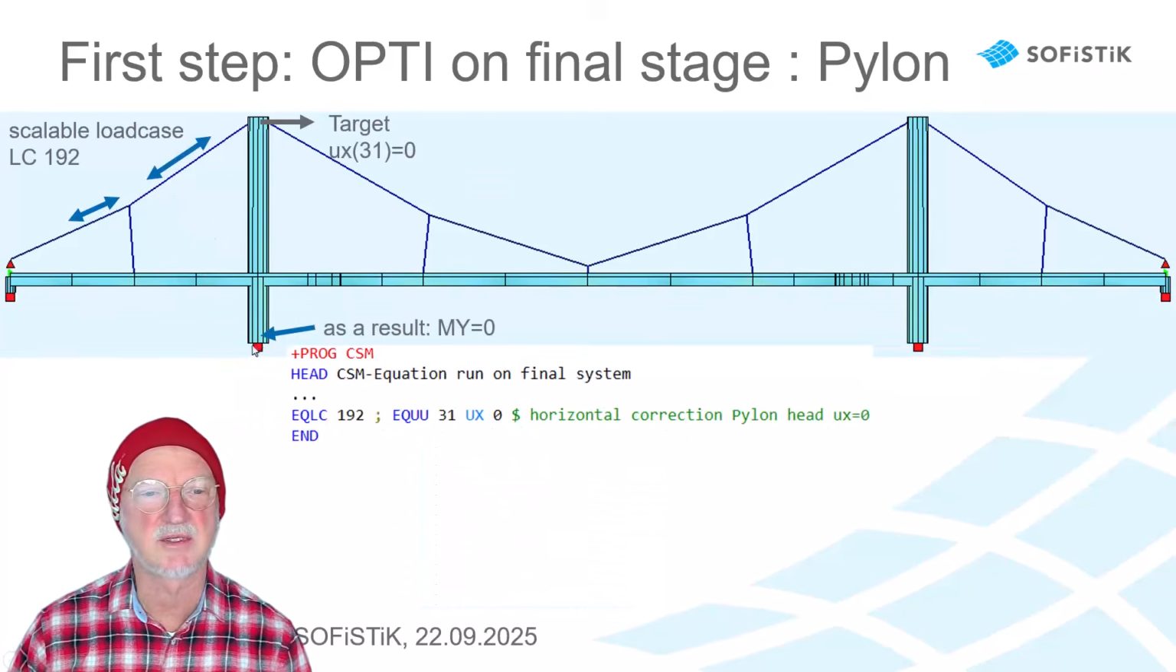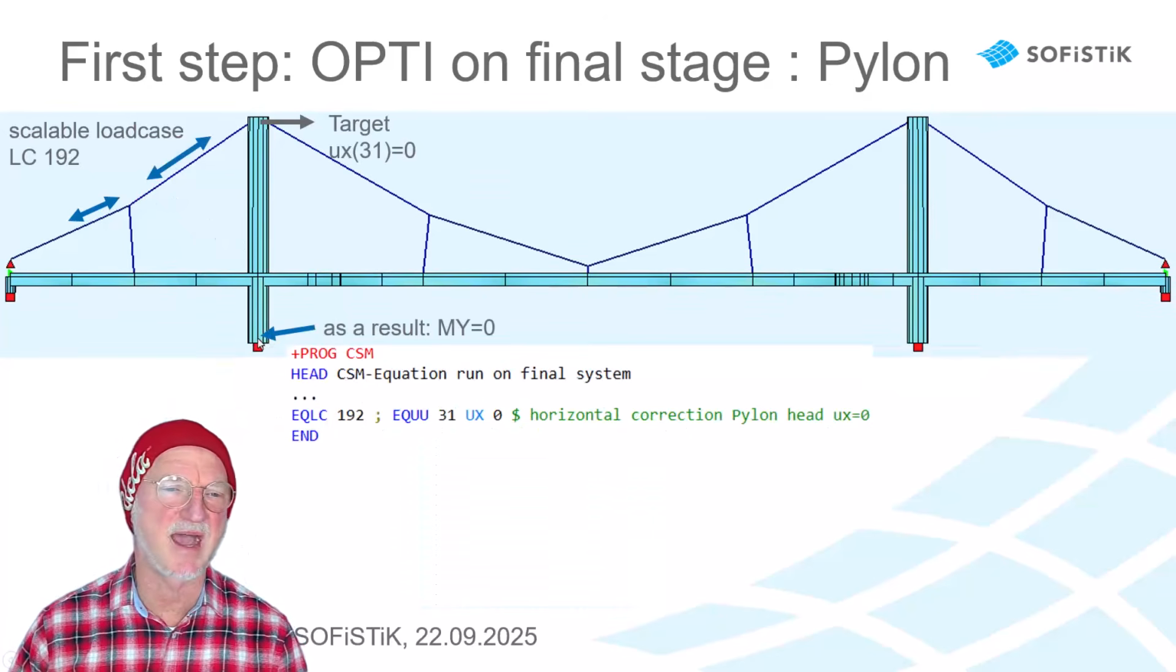Also, we found that the bending moment on the pylon was not exactly 0, so I inserted a load case 192 that is shortening only this main cable part, and with this we can adjust the deformation UX at this node 31 to be 0.